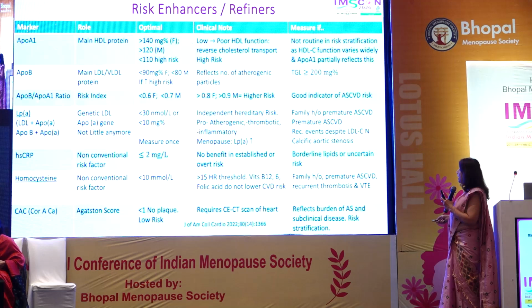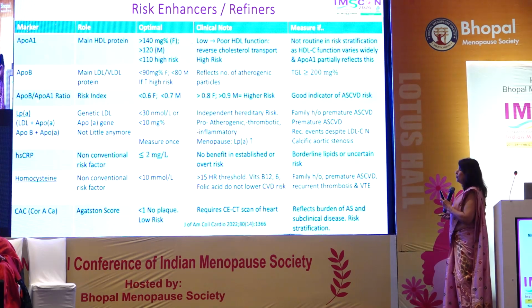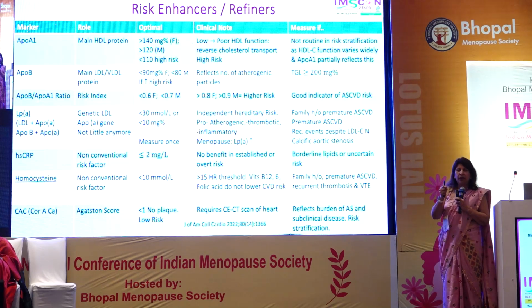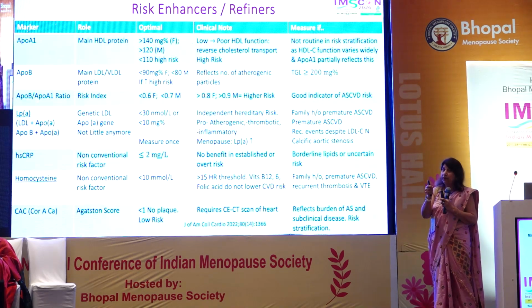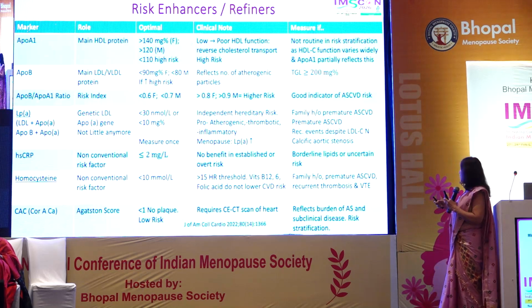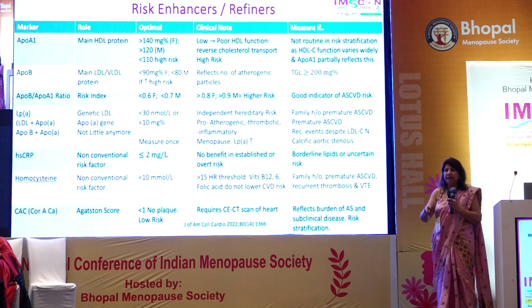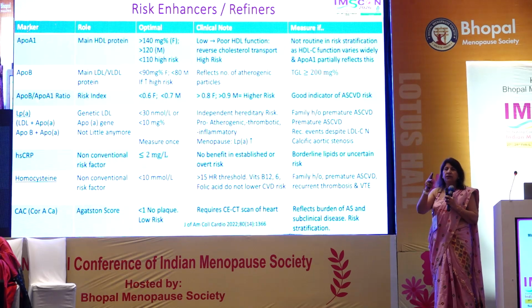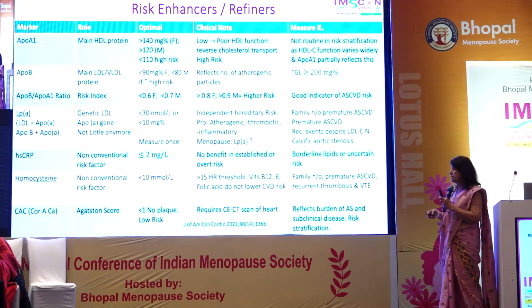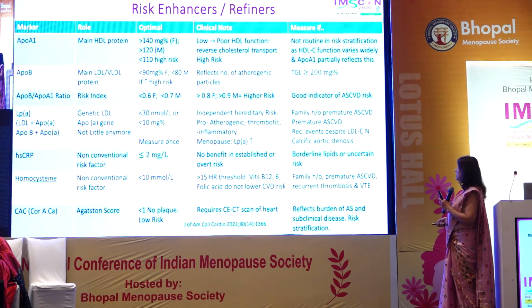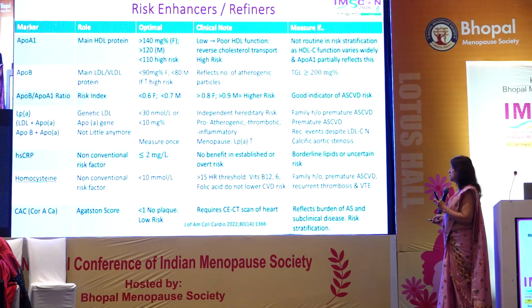Then you have high sensitivity CRP and homocysteine. Both of them are non-conventional risk factors. CRP you should do when you're not certain about what is the risk factor. Then you check for the inflammatory marker. Homocysteine. Now, in case you have a family history, which are the two markers which are very important if there is a family history or a personal high history? That is, you should check lipoprotein little a at that time and homocysteine.